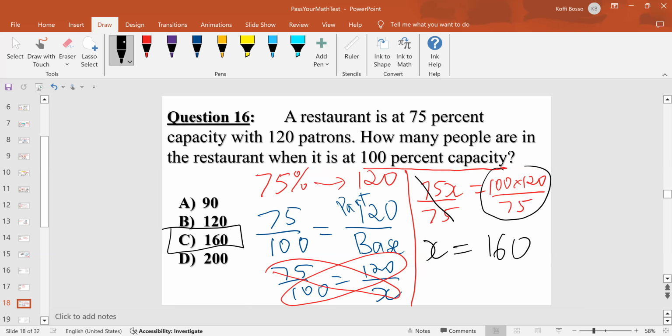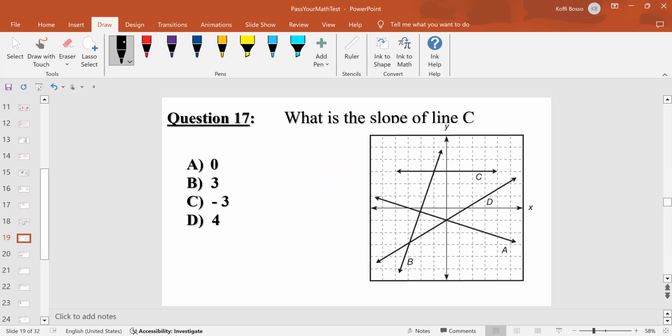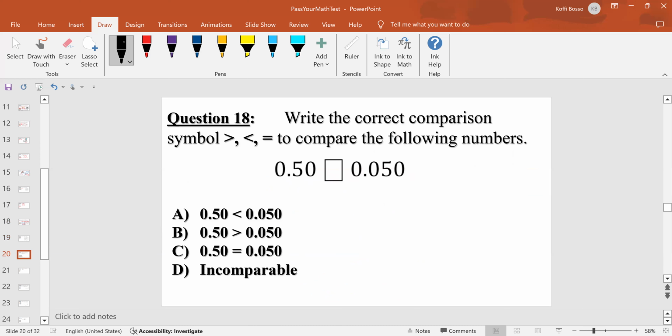Okay, we continue. Question 17. They say, what is the slope of line C? Again, you don't need to think about it. The answer is just C. Every time you see a horizontal line, and C is the horizontal line, the slope is 0. That's it.